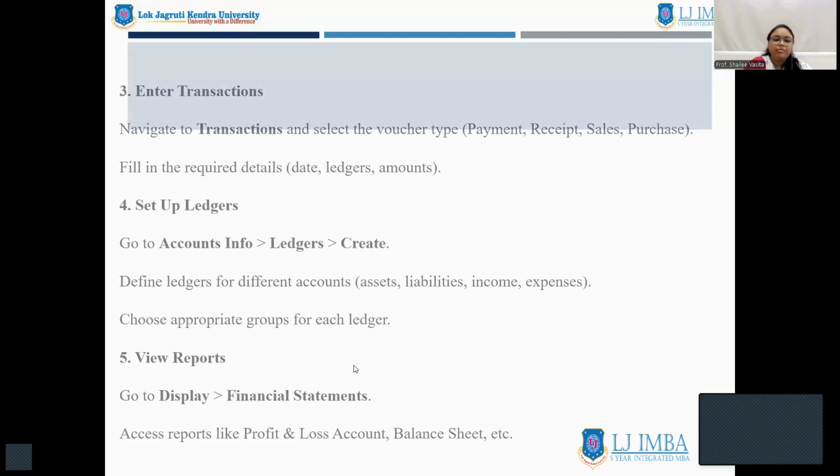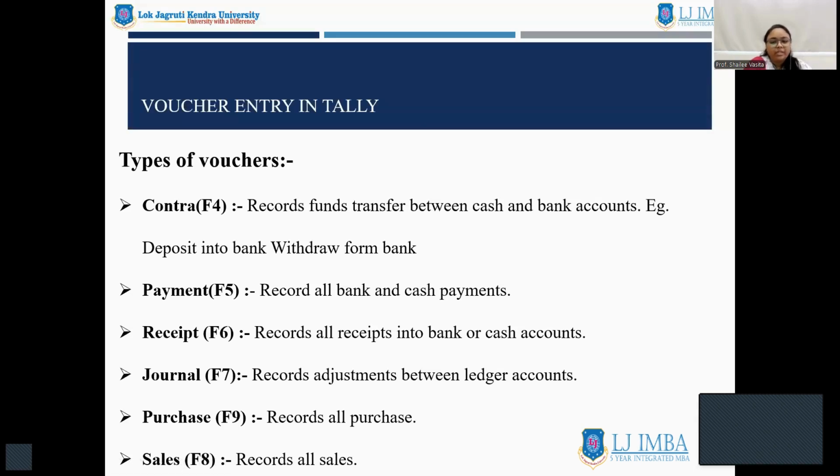After creating the company, what will we do? We will start recording the transactions. For that, we will enter the transactions. As soon as we start vouching, Tally will ask us to select the voucher of the transaction. So what are vouchers? It is based on the type of transaction. If it is a contra transaction, then you will have the contra voucher. What are contra transactions? Transfers between cash and bank accounts. If it is a payment, any type of bank or cash payment, that will be recorded under payment vouchers.